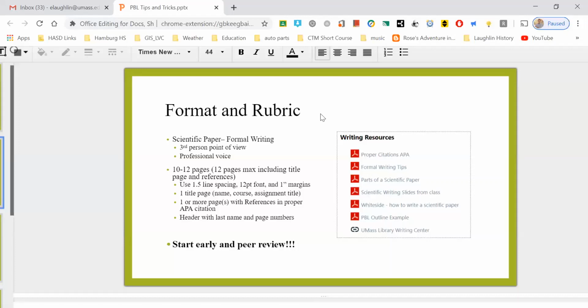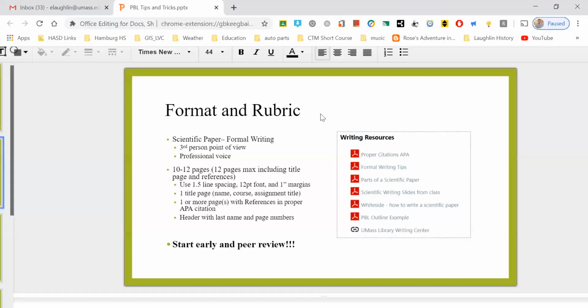I'm sure a lot of you already started, which is fantastic, and I love that. And also peer review. That is the best part. The best thing you can do to revise your paper and make sure that you're explaining yourself well, clearly, and that you're using all the format and APA rules as you're going through.